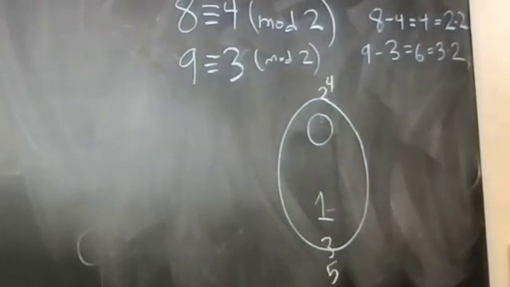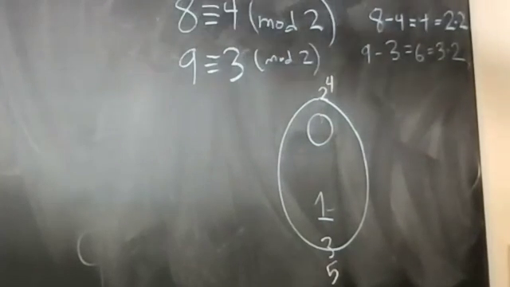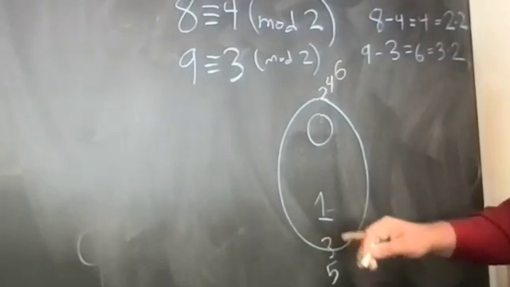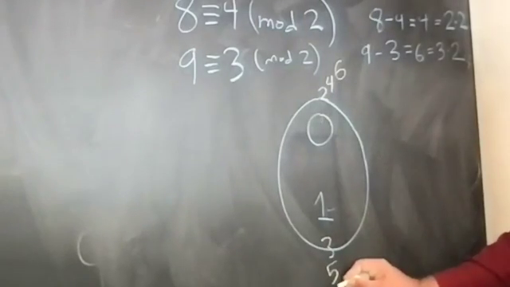What time will it be 24 hours from now? It'll be the same time. Time works mod 24. You reset every 24 hours. So when you work mod 2, it's like you have a clock where there's a 0 and a 1, and then you just keep doing your numbers around.